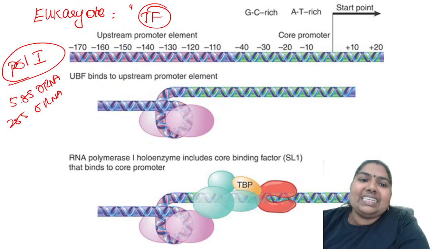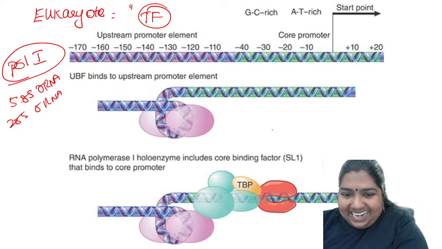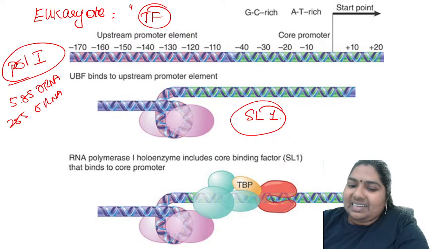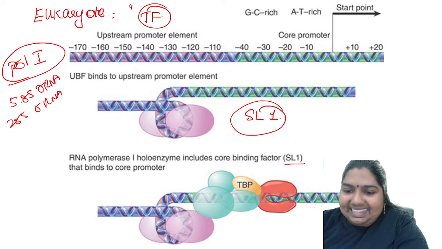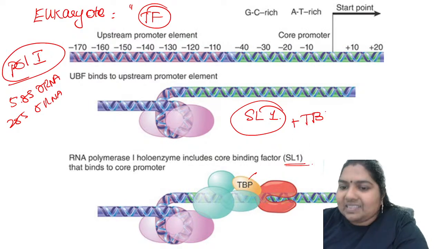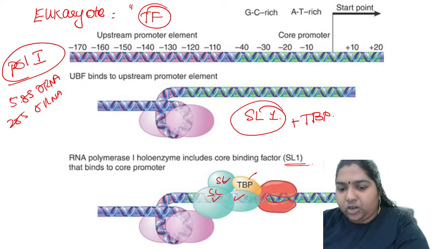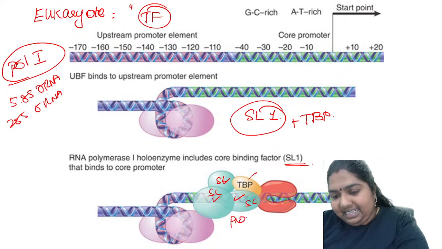So let us see it in detail. Here there is going to be a transcription factor called SL1. This SL1 is going to contain your TBP. What is this TBP? TATA box binding protein. These three regions are going to be your SL1 domain, and one of them is going to be the TBP. Together they will be binding to the promoter region.